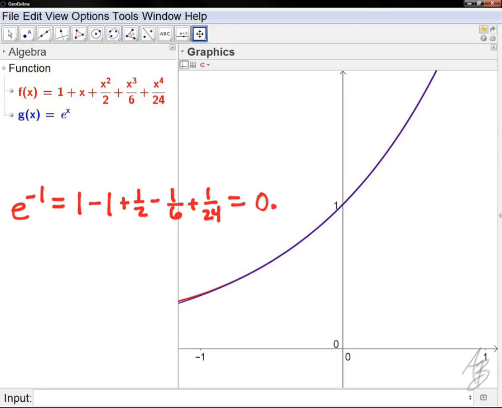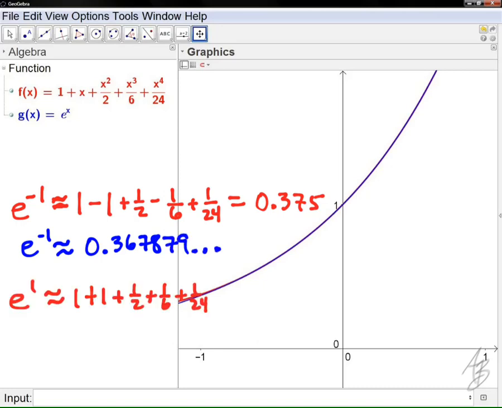Okay, so we get 0.375. Now I want you to type 1 divided by e in your calculator, or e to the -1. Close. What do you get for that? 0.3678779.